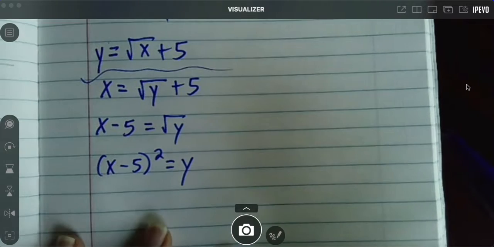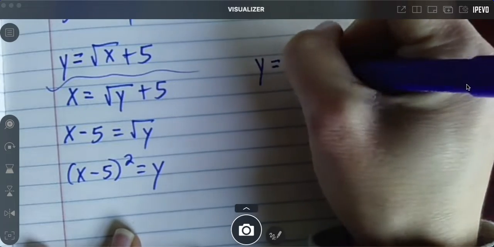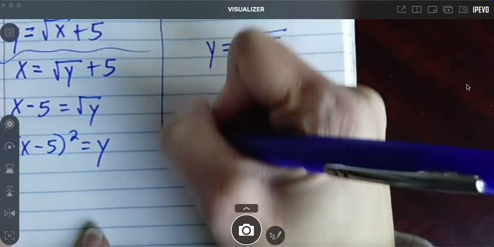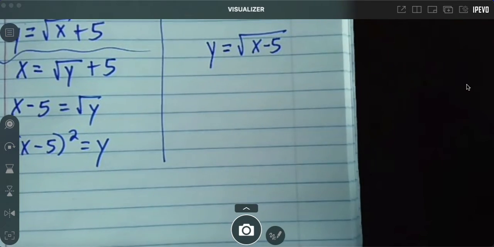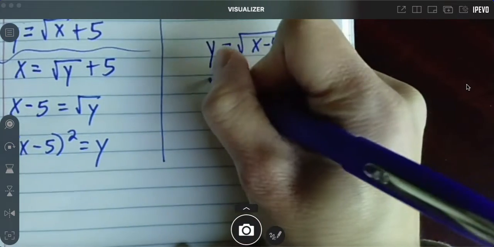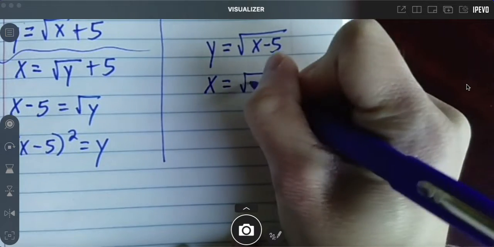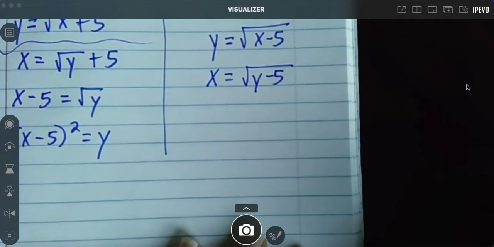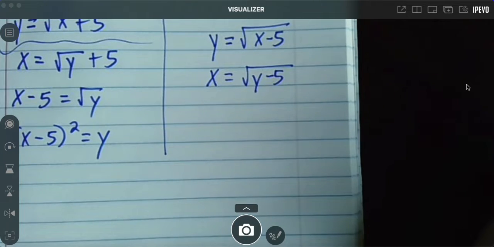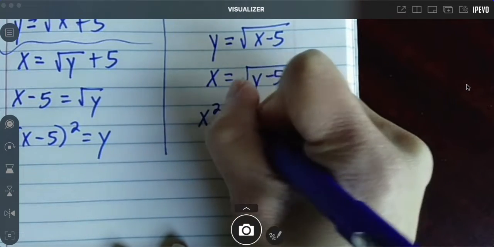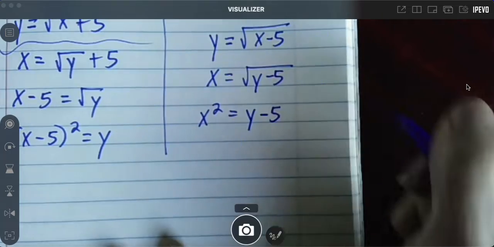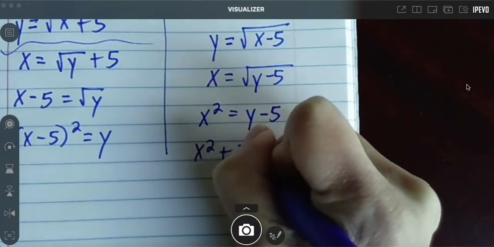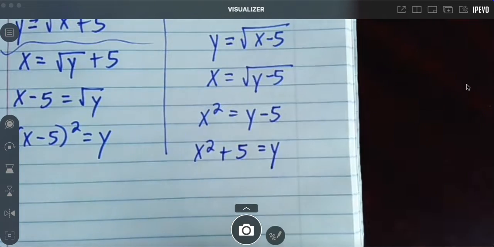The last one, y equals the square root of x minus 5. The first thing we're going to do is find the inverse. That's what it told us. Then we will find the domain and range of the inverse. So I switch my x and my y, and then I solve. I square both sides. So x squared equals y minus 5. Then what do I do? Then we add 5. So x squared plus 5 equals y.